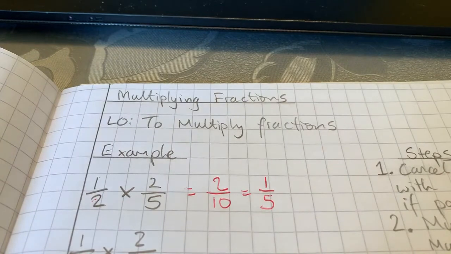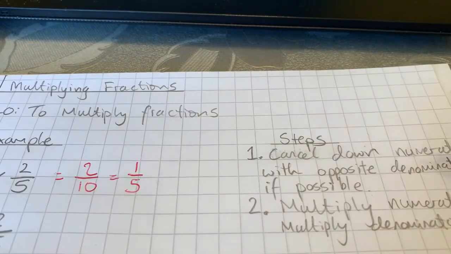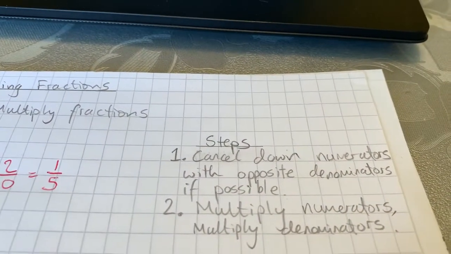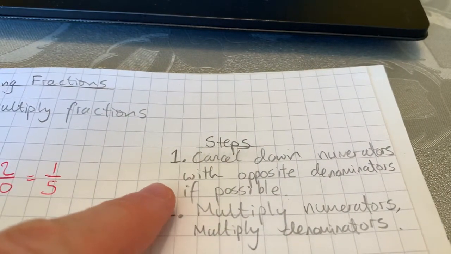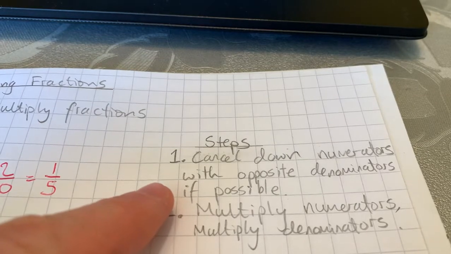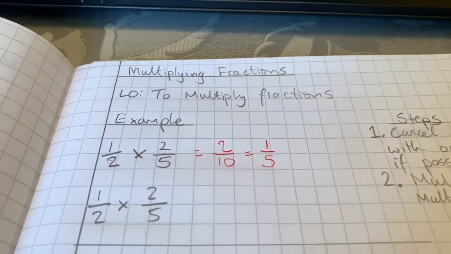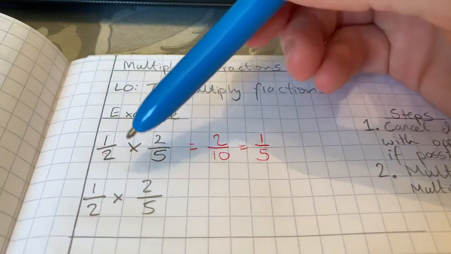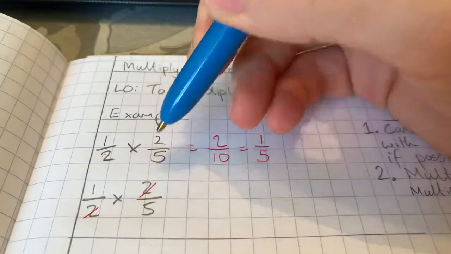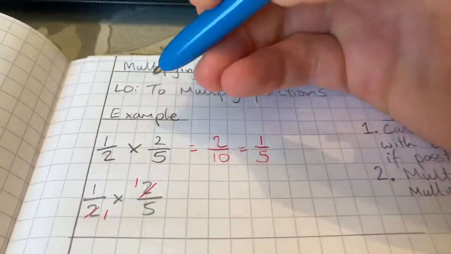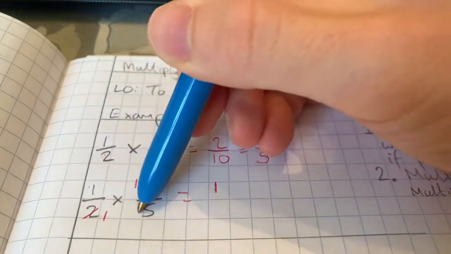Now, with that, I have my steps here, which is literally saying that for step 2, multiply numerators, multiply denominators. But the other thing I'd like to do first is to cancel down numerators with opposite denominators first, if possible. That just makes the multiplication easier and the cancelling down at the end easier. So if I demonstrate here with the same question, this 2 and 2, they're opposite and they could cancel, so that becomes 1 and 1. So literally we now have 1 times 1 and 1 times 5.